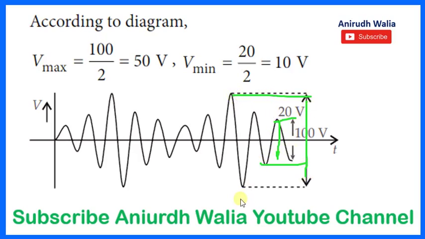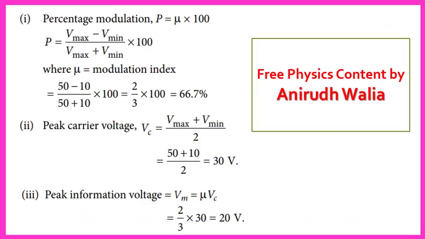If they think like this, that is the entire span, so Vmax would be the maximum voltage, 100 by 2, that is 50 volt. And Vmin again, this is the entire 20 volt, so Vmin would be 20 by 2, that is 10 volt. So we have to figure out the Vmax and Vmin. Now you have to find the percentage modulation and the rest two parts. It is very easy if you know the formula.